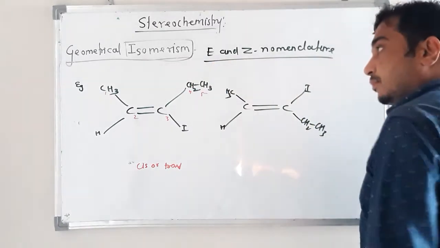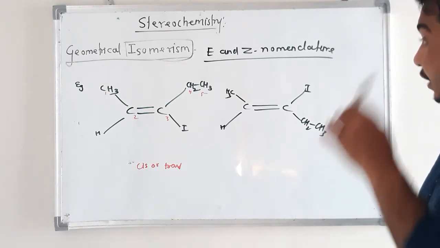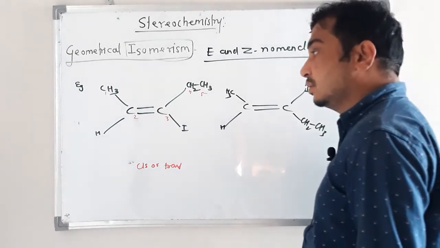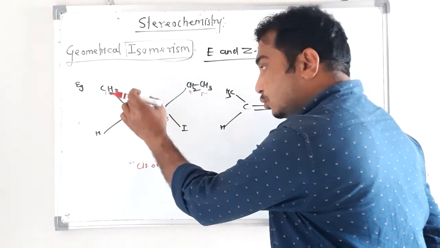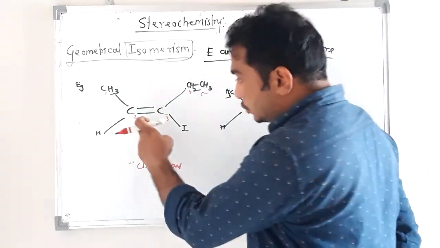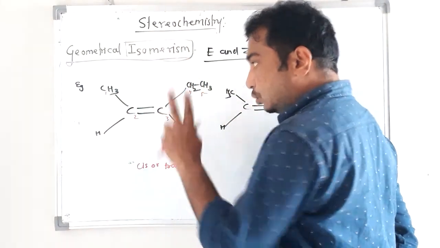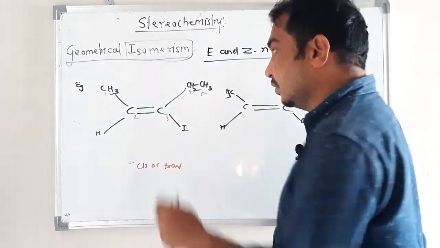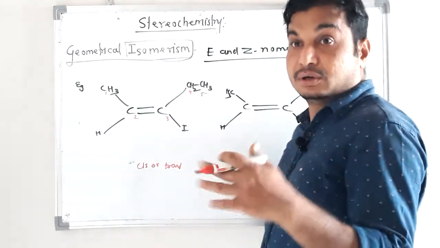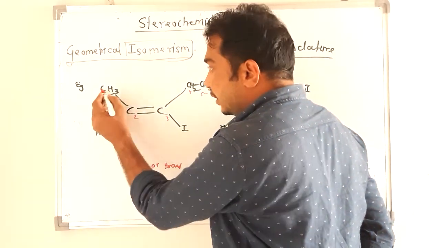Very simple. EZ. Now, how to give E and how to give Z notation or nomenclature? See, what you have to do. First, come to the carbon atom of the double bond, C2. On C2, which group is bigger? On C2, two substituents are there. One is methyl group and another is hydrogen. Which is bigger? Bigger means ring size, group size. Which is bigger? Methyl or hydrogen? Definitely the methyl group is bigger.